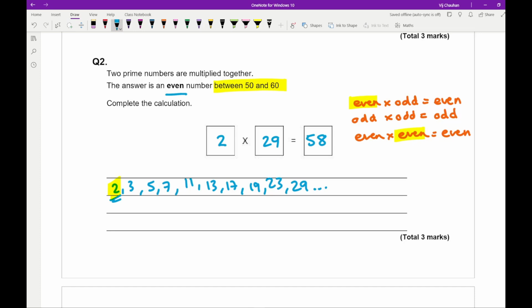So certain criteria are that the first number must be prime, the second number must be prime, the calculation must be correct, the answer must be even, and it must be within the range of 50 and 60. So again, if you're not sure, if you didn't get 2 times 29 equals 58, I'll check with the mark scheme to see how many marks you'd get for the answer that you wrote.